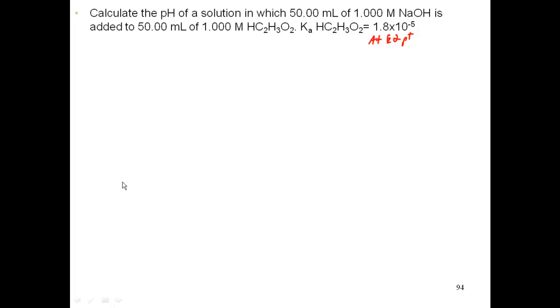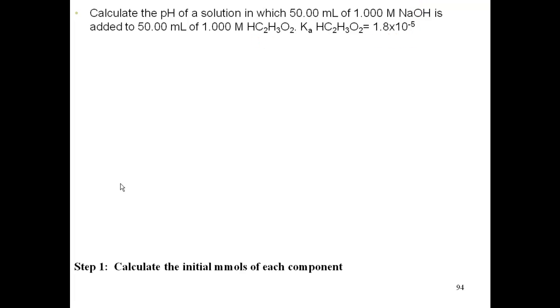Why no? That's because I have a strong base and a weak acid. Remember, strong with strong is the only scenario where it will be a pH of 7. So this pH will not be 7. It's going to be something different. So we're going to have to do the calculation to figure out where the pH is.